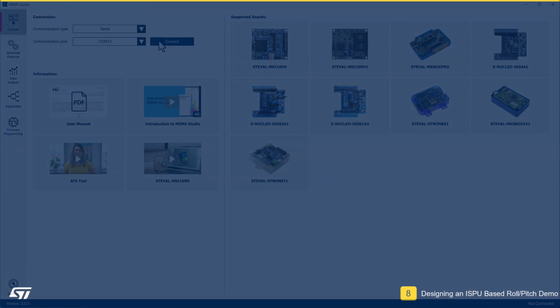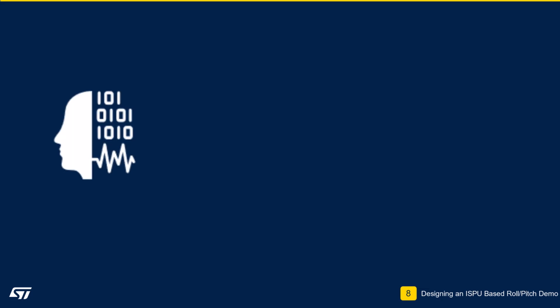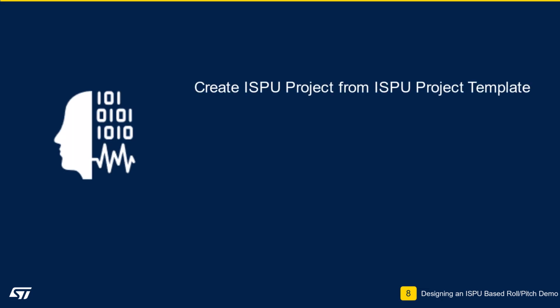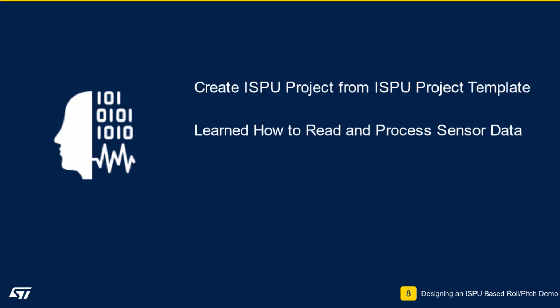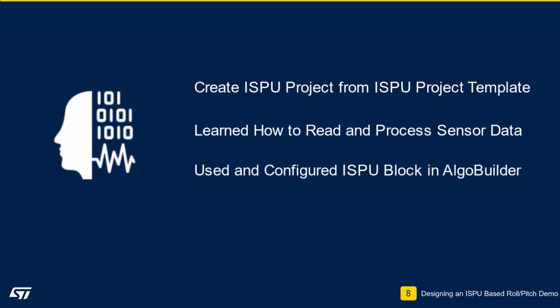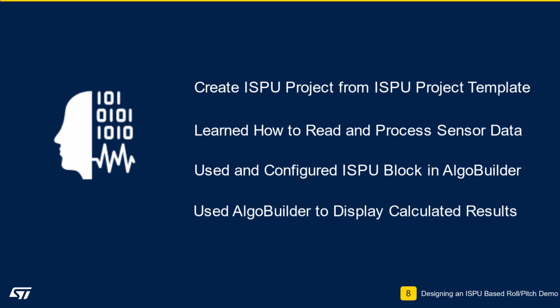In this module, we saw how to create an ISPU project, starting from an ISPU project template. We looked at how we can add our own code to read and process sensor data and output the results. We learned how to build the project and which files to use to program the ISPU. Lastly, we used Algobuilder to quickly develop an application to read the output data from the ISPU and display it in MEMS Studio. This completes Module 8.